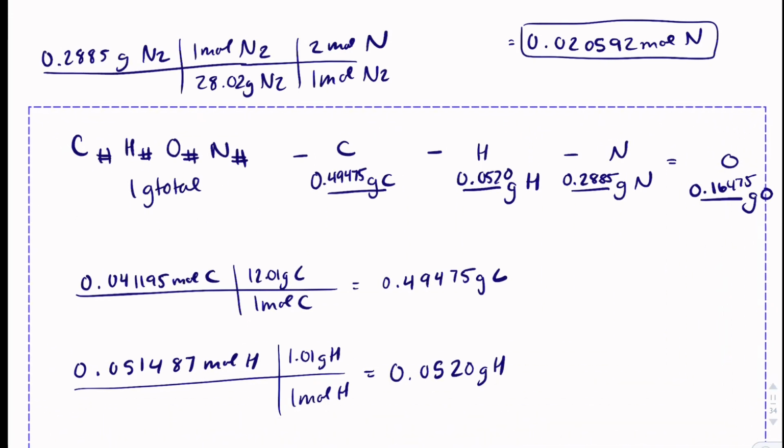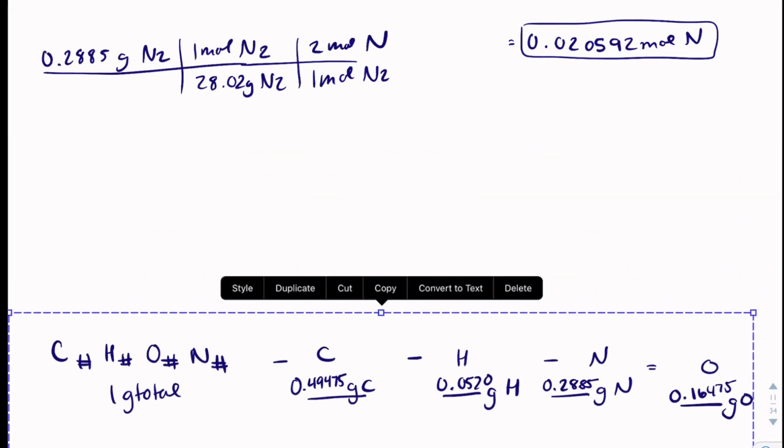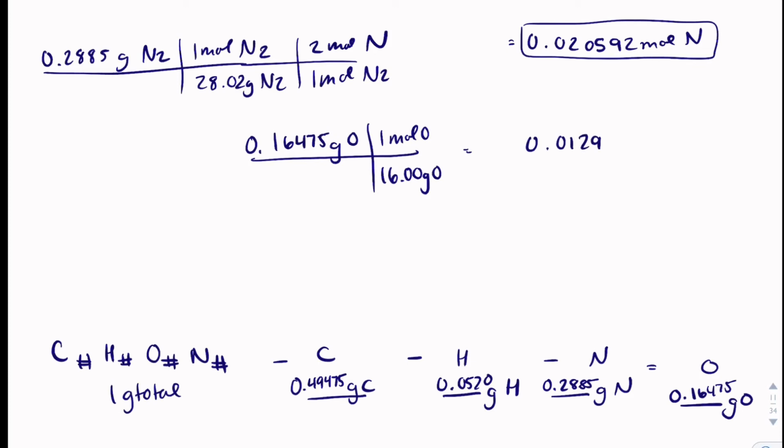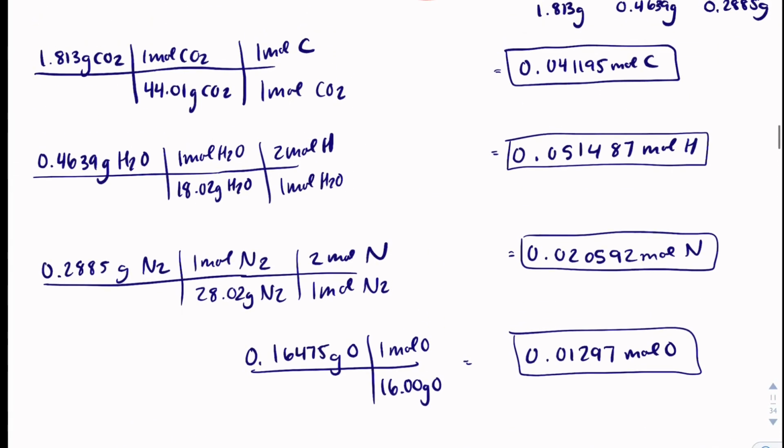We've done all the hard steps. Think back to what you know. We've got 0.16475 moles, or not moles, but grams of O. In 1 mole, oops, I keep goofing up. There's 16.00 grams of O in 1 mole of O. And we get 0.01297, I guess, moles of O. We've done mass to moles. That just took a while.